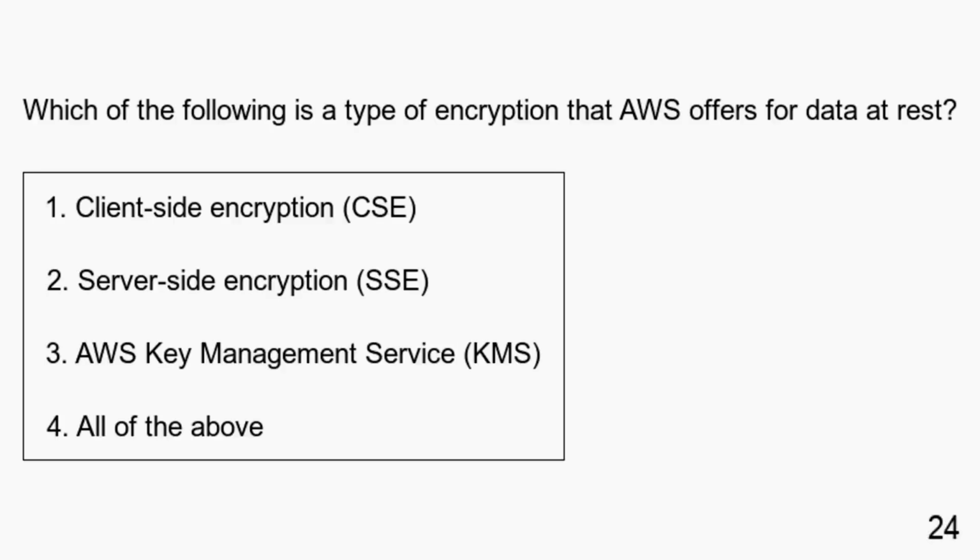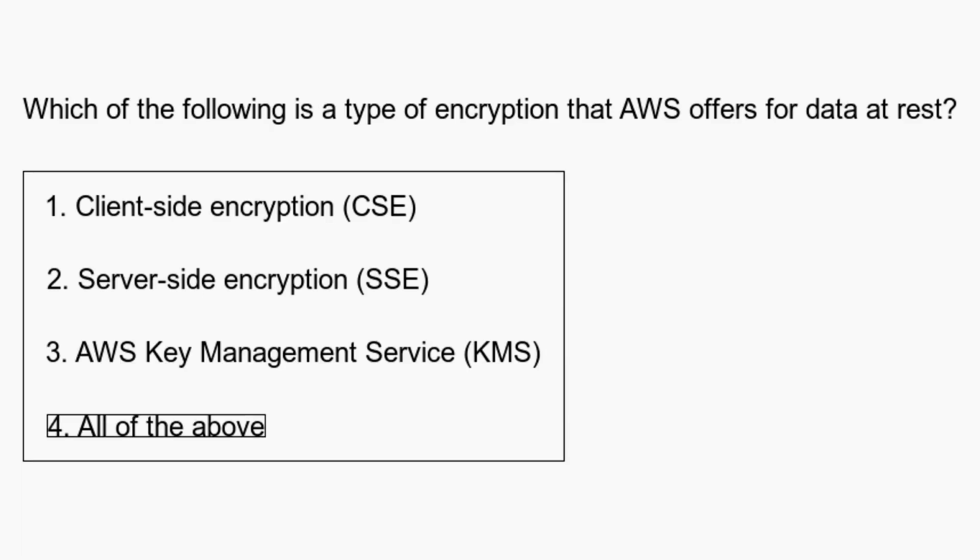Which of the following is a type of encryption that AWS offers for data at rest? All of the above. Client-side encryption (CSE). Server-side encryption (SSE). AWS Key Management Service (KMS). AWS offers a variety of encryption options for data at rest, including SSE, CSE, and KMS.